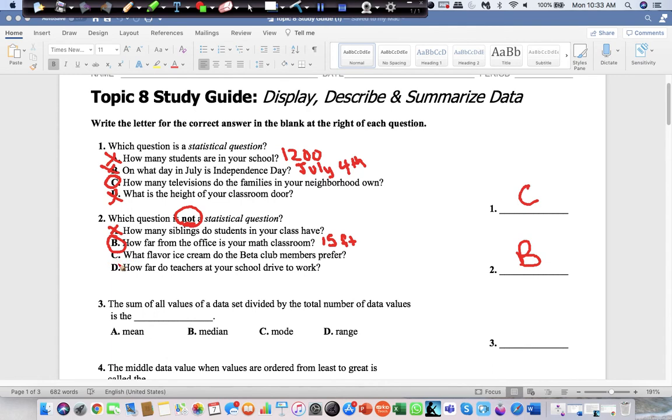What flavor ice cream do the Beta Club members prefer? Some may like chocolate, some may like strawberry, some may like vanilla. So all different types. So that would be a statistical question. And how far do teachers at your school drive to work? Well, I personally drive 30 minutes to work. I know some teachers live around the corner, so they may only drive 5 minutes to work. So that is also a statistical question.